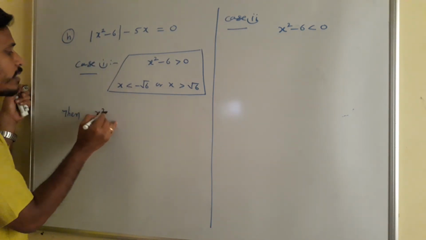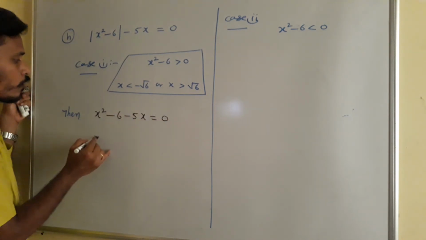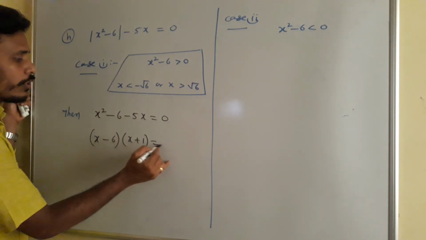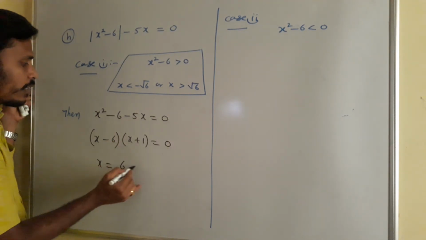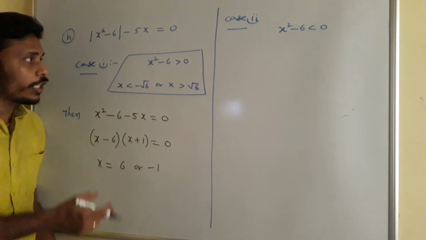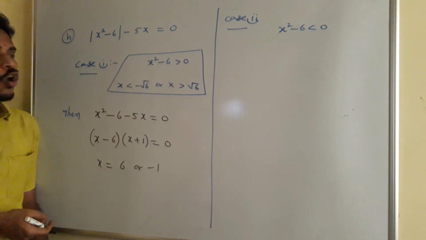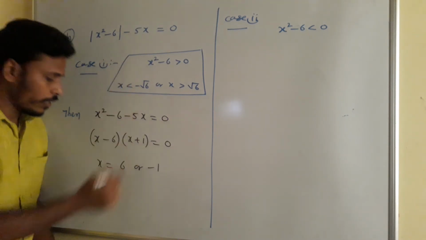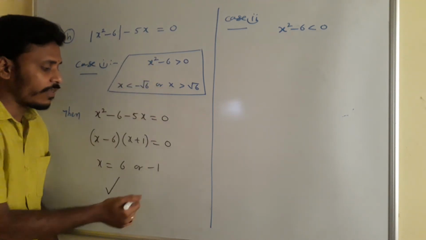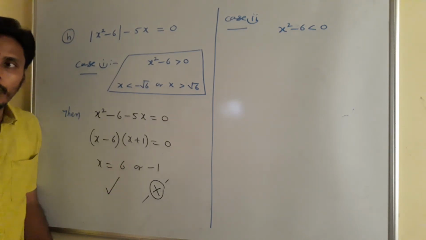You have the problem as x square minus 6 minus 5x is equal to 0. If you solve it, this is simply x minus 6 into x plus 1 is equal to 0, and the values of x are 6 or minus 1. We need to check whether this 6 and minus 1 satisfy x square minus 6 greater than 0 or not. If you take x is equal to 6, it is okay. Whereas if you take x is equal to minus 1, 1 minus 6 greater than 0 is a wrong thing. So minus 1 is not a solution. So in the first case the problem is over.